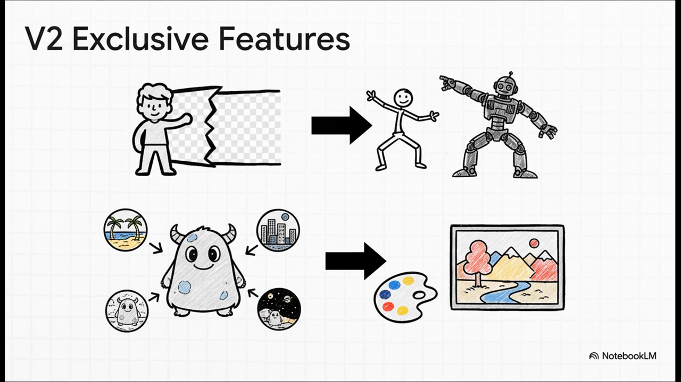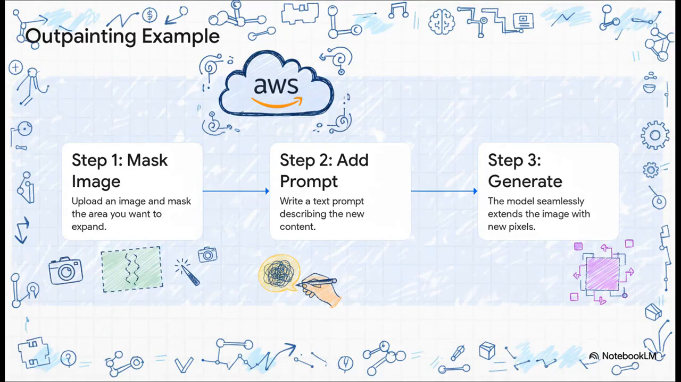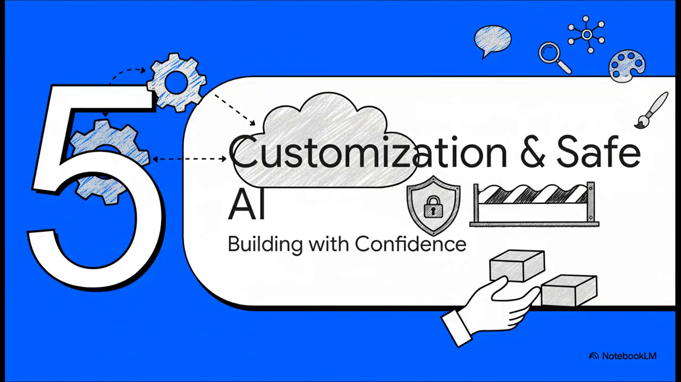And get this, you can even control the exact color palette using hex codes to make sure it matches your brand identity perfectly. Let's make this super concrete with a quick example. Imagine you have a great photo, but it's just cropped way too tight. Well, with outpainting, all you do is mask the area you want to expand, type in a quick description of what you want to see there, and bam, the model just seamlessly extends the image. It's just incredibly intuitive.